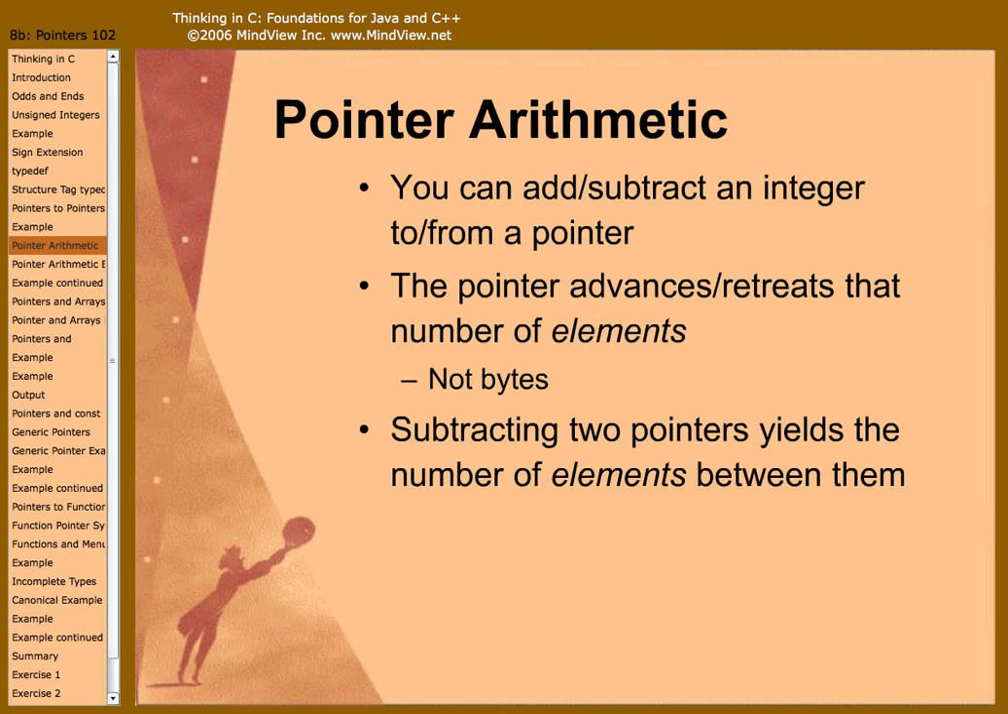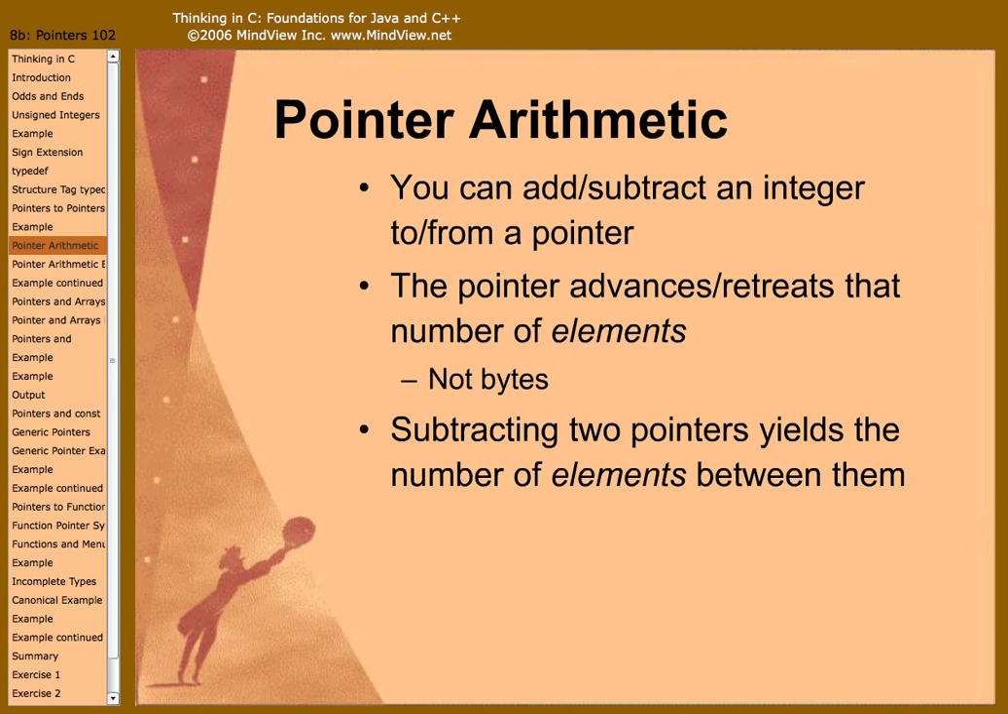So for example, let's suppose I have a pointer P into an array A, and P is pointing to A sub 0. In other words, it's pointing at the beginning of the array. Then P plus 1 is going to be pointing at A sub 1. Another way to say that is that the address of A sub 1 is P plus 1. So, adding to a pointer moves that pointer in memory by elements.